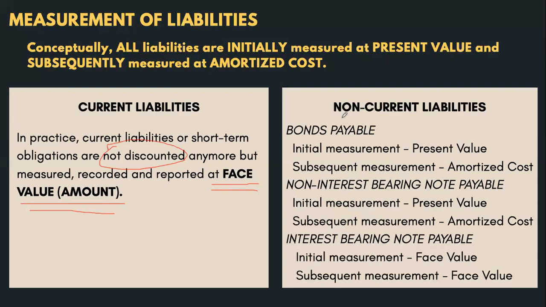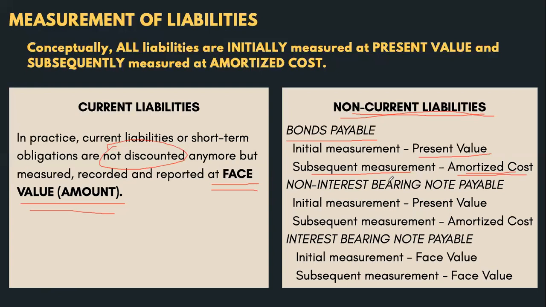How about non-current liabilities? We also have measurement criteria here for non-current liabilities. If the non-current liability is bonds payable, the conceptual measurement applies: the initial measurement is at present value and the subsequent measurement is at amortized cost. Okay, this will be discussed in the succeeding chapters.